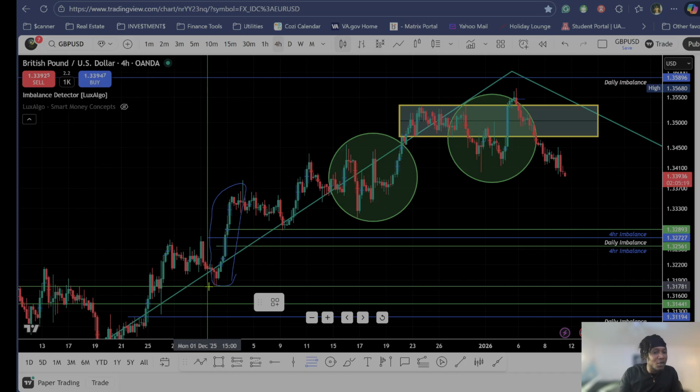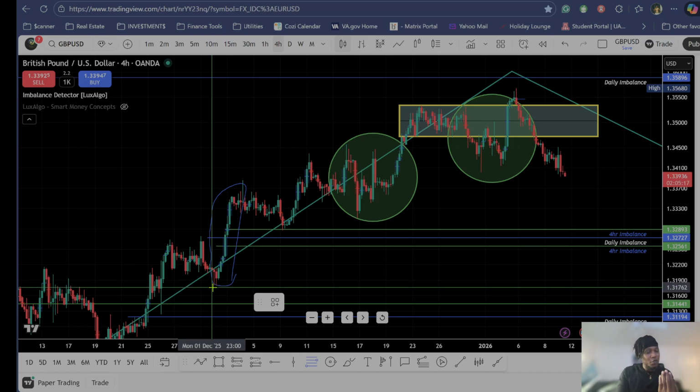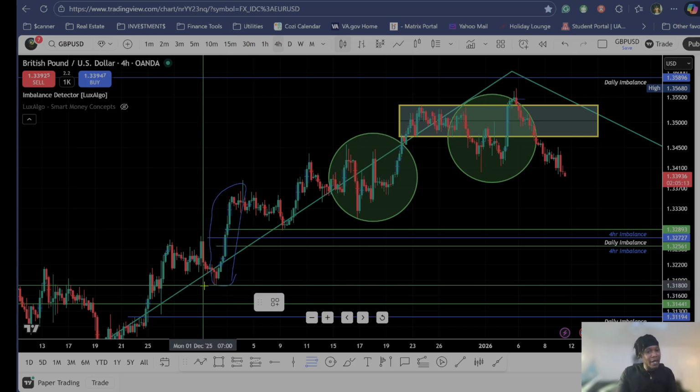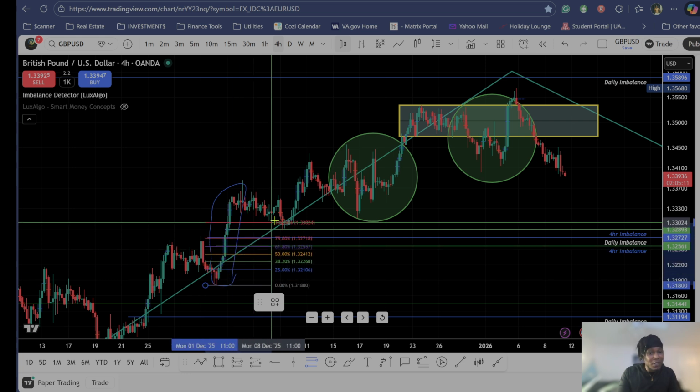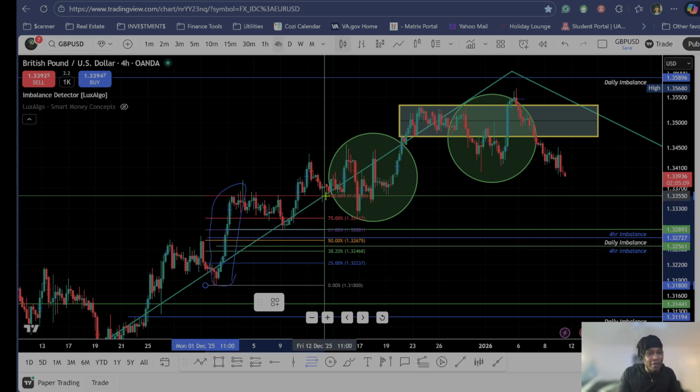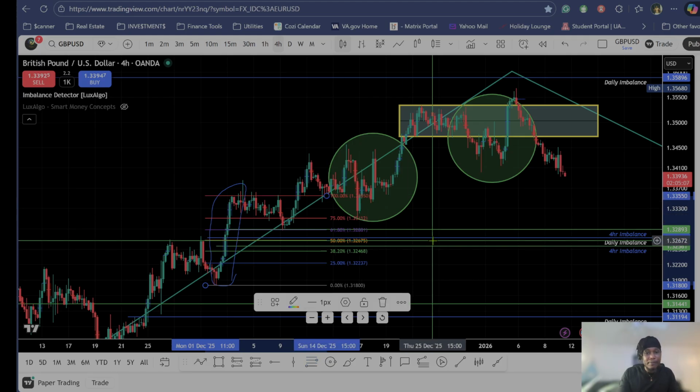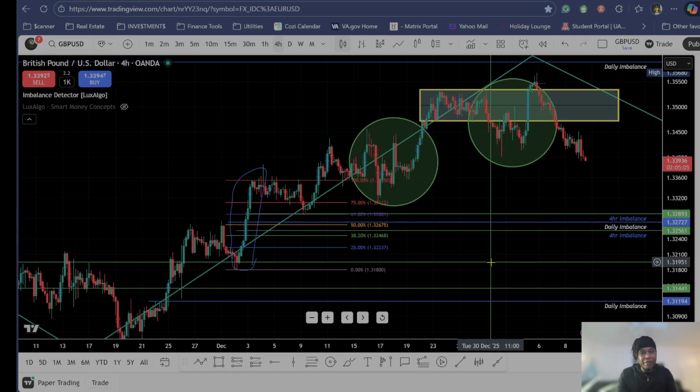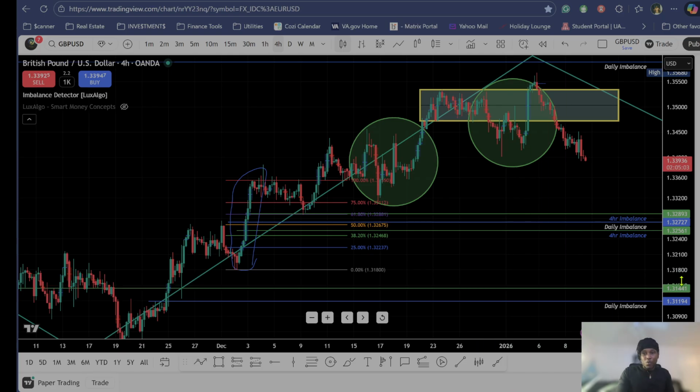I want to start at this wick because it was a rejection. Price was pushing down, and you see that wick. The buyers came in. The buyers stepped in right down here. So I'm going to start down there and I'm going to pull my fib up here, right? And when I pull my fib up there, what is a fib?